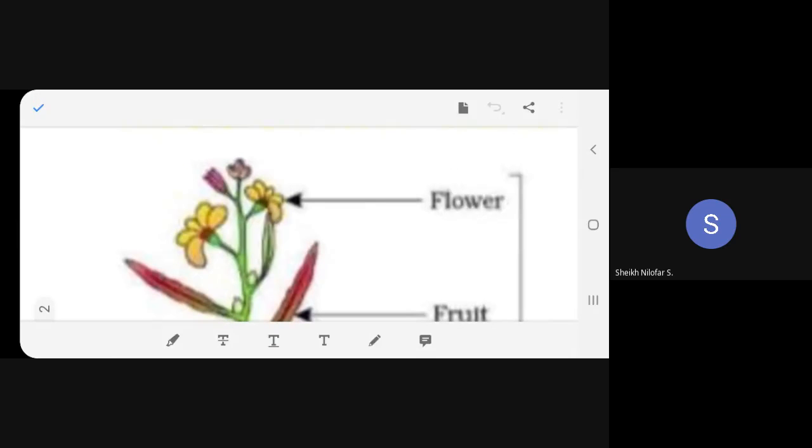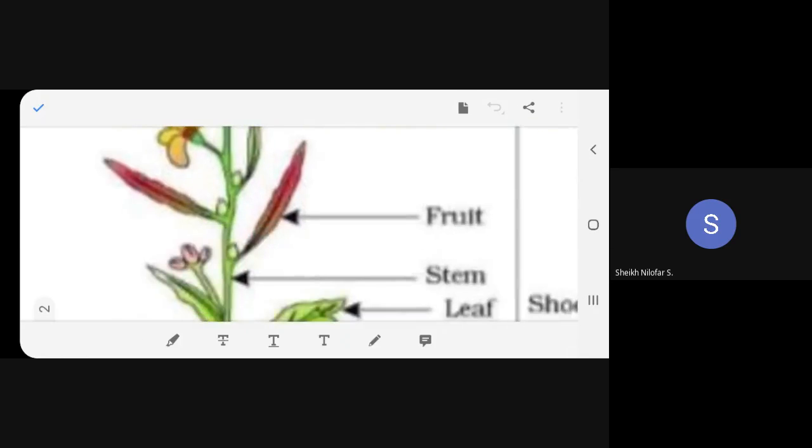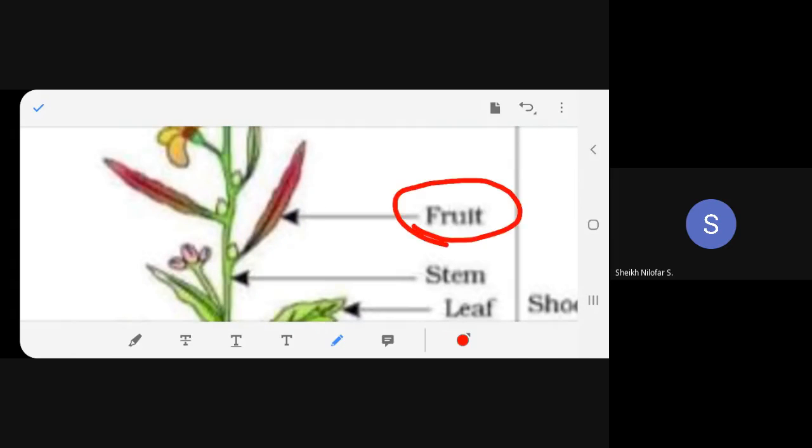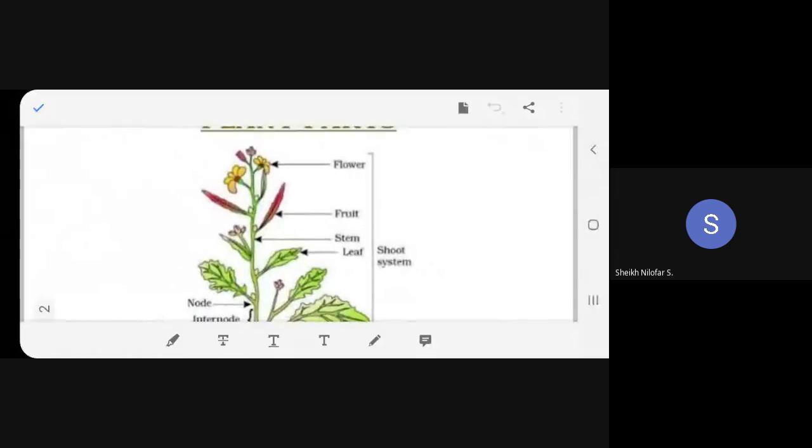Now, first we will talk about the flower. You can see the flower. From the flower, what do we get? Fruit. So these are the parts of the plant. Any problem? No problem. Okay.